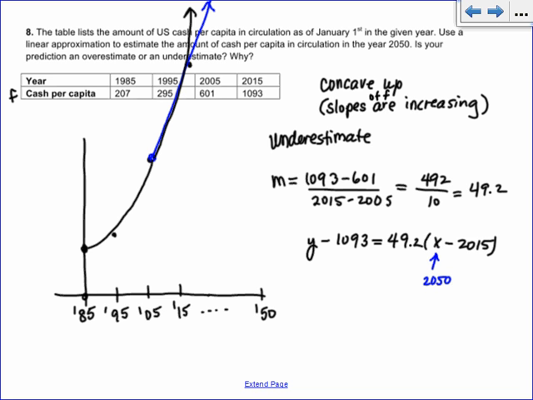All right, so I'm going to find this. I have 35 times 49.2. So this side of the equation, I get 1722. And then I would add that 1093. So you would say your cash per capita at that time is at least 2,815. So most likely more, right? Because we said ours was an underestimate. Does that make sense? So you can get things from tables as well. I know it's a little bit strange, but.